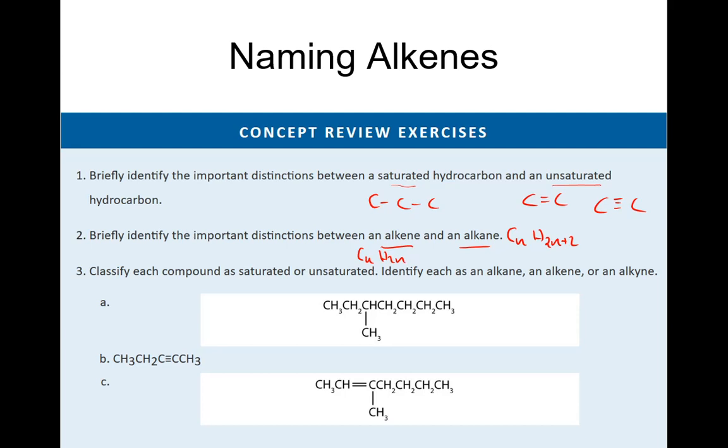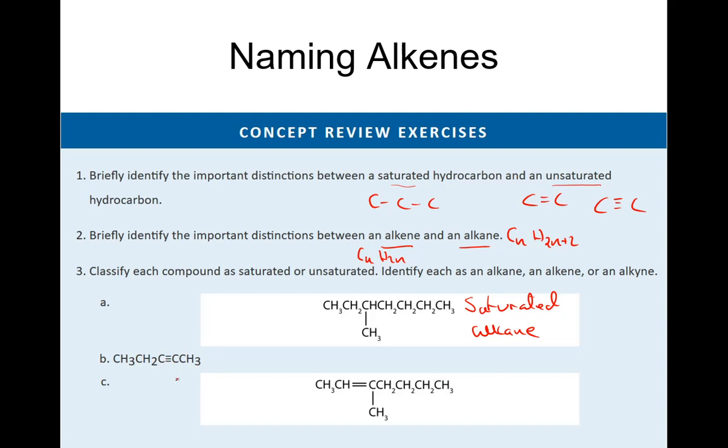Okay, classify each compound as saturated or unsaturated and identify each as an alkane, alkene or alkyne. Okay, let's take a look at the first one. Do you notice no presence of a double or triple bond, so therefore this is most definitely saturated. And it is a saturated what? Alkane. Good.